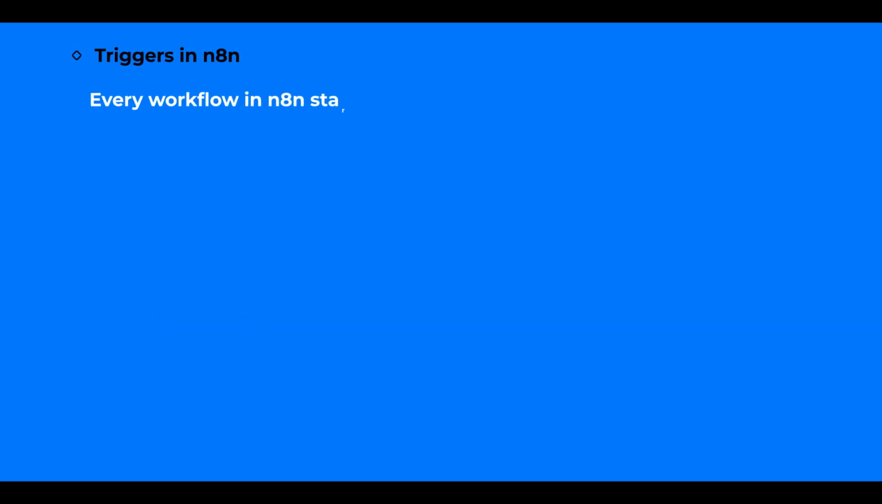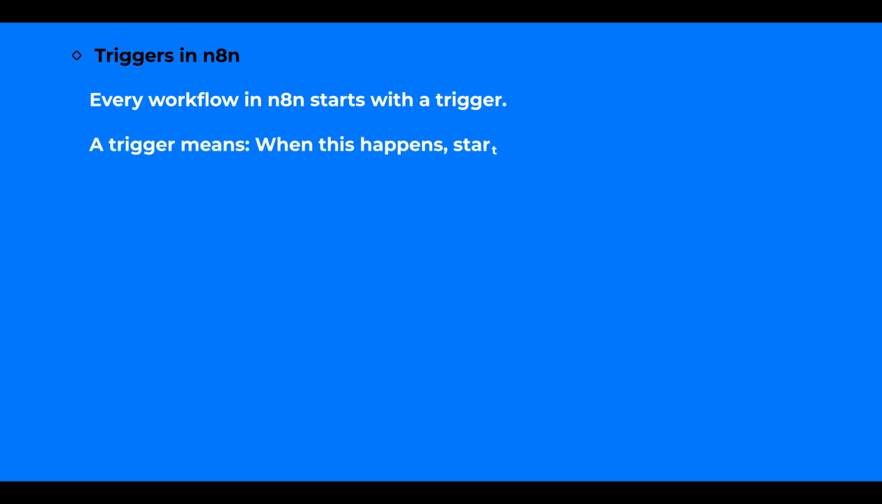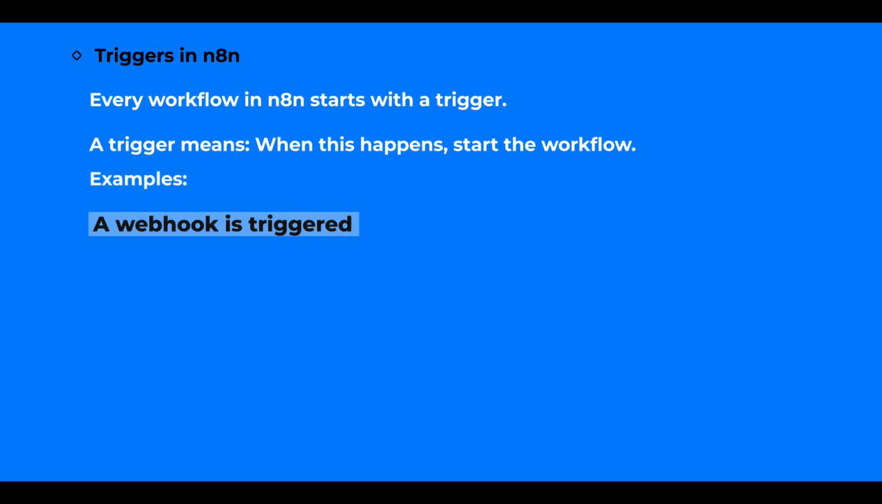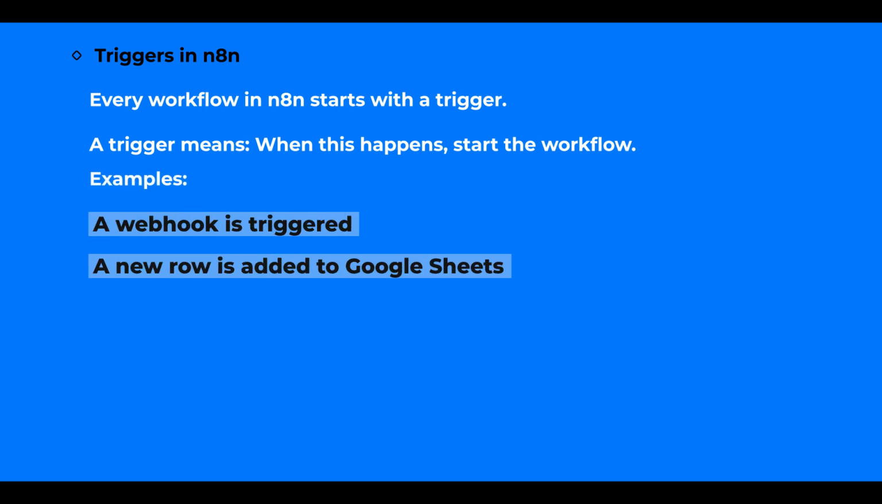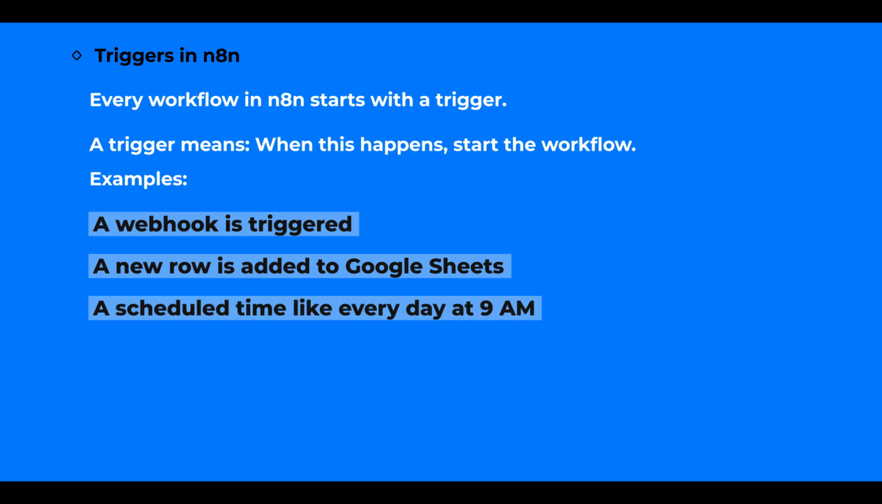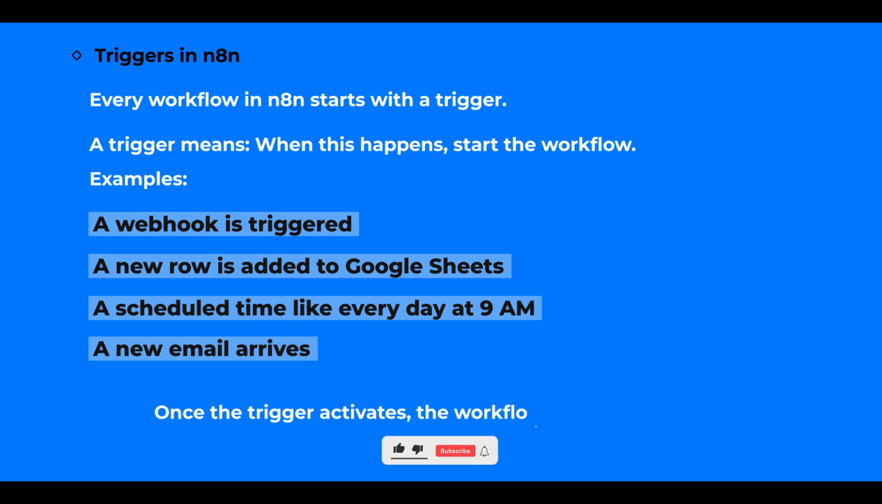Triggers in n8n. Every workflow in n8n starts with a trigger. A trigger means, when this happens, start the workflow. Examples. A webhook is triggered. A new row is added to Google Sheets. A scheduled time like every day at 9 a.m. A new email arrives. Once the trigger activates, the workflow runs automatically.